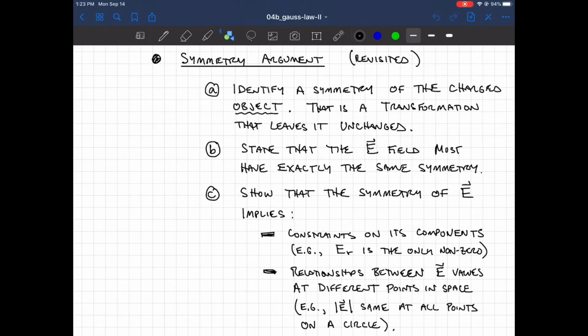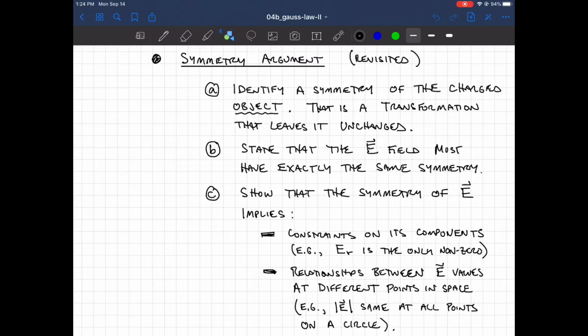A symmetry argument, if you remember from that previous lecture, has 3 parts. You first identify a symmetry of the charged object. So all of these problems will be find the electric field of a bar, of a line, of a sphere, of a hollow sphere, of a disk, something like that. And in each case, you want to figure out what the symmetry of the object is, without any reference to the electric field. A symmetry means that you can do a transformation, so for example, a rotation of the object or a reflection about some plane, and that transformation leaves the object unchanged. And we'll do an example of it in just a second.